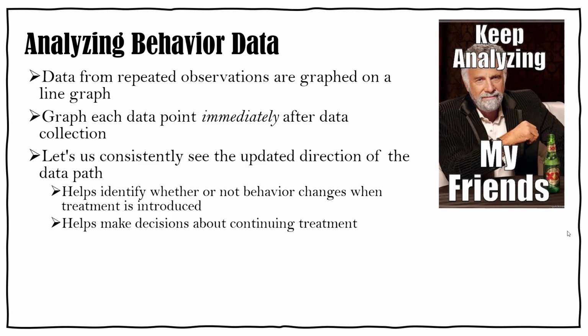So that's really important. We're always analyzing. You have an ethical obligation to provide your learner with a treatment that's effective. Graphing immediately and looking at those data paths ensures that you uphold that obligation. Now, when we analyze our data, we're going to be looking at the behavior under different conditions. Typically, you look at the behavior under a baseline condition and the intervention condition, and you're going to compare the data paths of those two conditions.